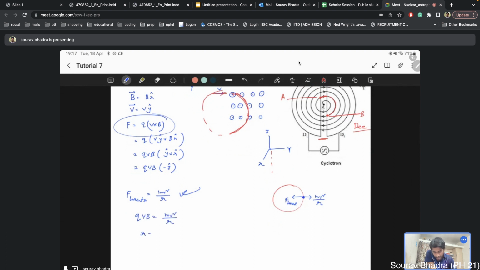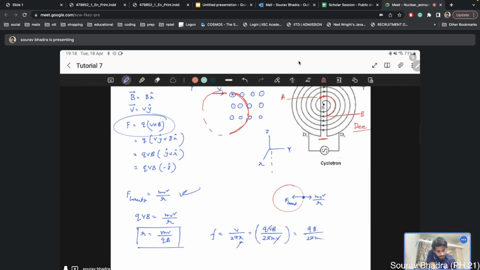from here you can calculate the r, mv by qB, what will be the radius, by putting the magnetic field, mass and velocity, or if you know the r, you can calculate the velocity also. Now this is the radius, and if you calculate the frequency f, that can be v by 2 pi r. This is how we calculate the frequency for any rotating body. Okay, so just put that r in terms of mv by qB. So qvB by 2 pi mv, and v will be cancelled out, that will be qB by 2 pi.